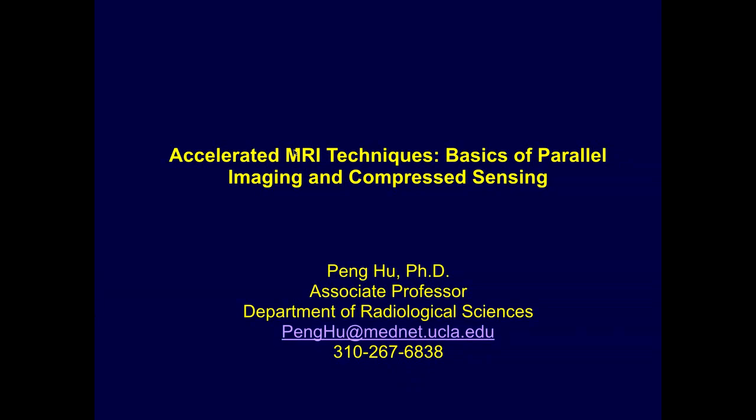I'm a physicist in the radiology department here. So today we're going to talk about accelerated MRI techniques that include parallel imaging and compressed sensing. So raise your hand if you have heard about either of these two terms so far. It's pretty good. So we're going to get into a little bit more detail on how these techniques work.